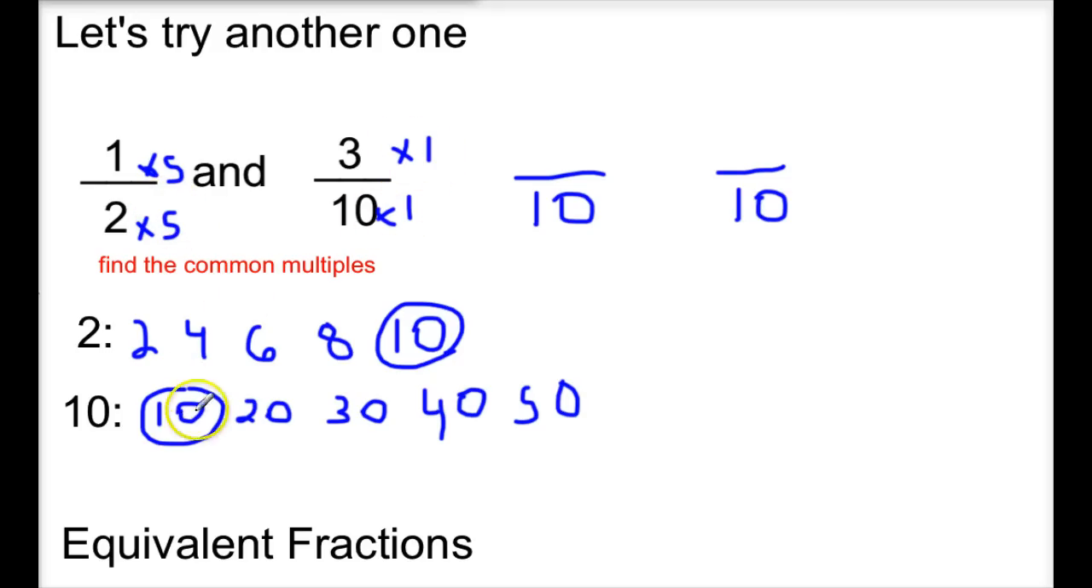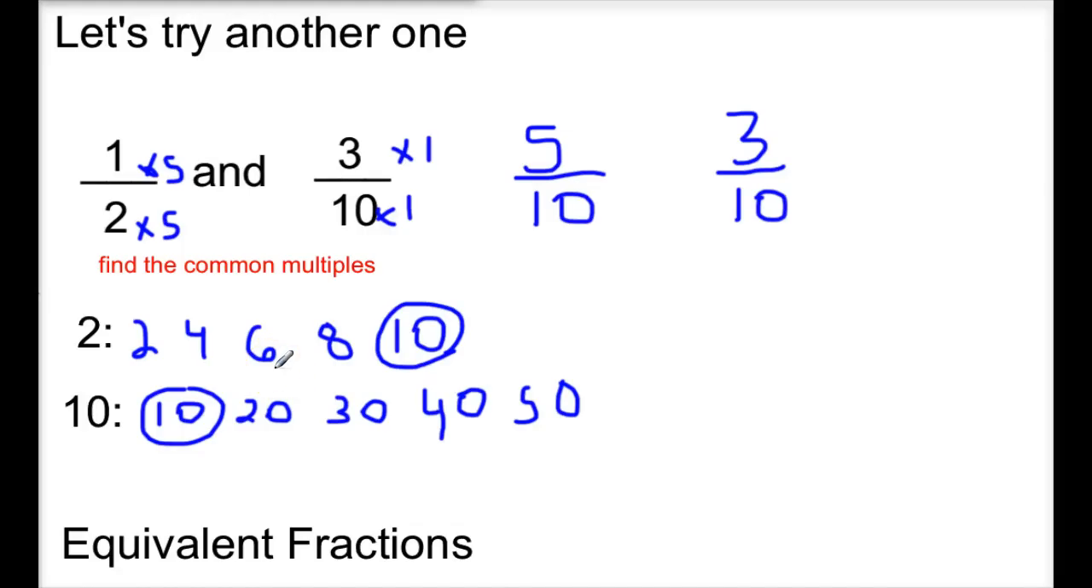Times 1, the 10 is in the 1st position when I was counting by tens. So it would be times 1. Now we can go ahead: 1 times 5 is 5. 3 times 1 is 3. And we have our new numerators and our new common denominators that represent our new fractions. 5/10 and 3/10 are a pair of fractions written with common denominators.